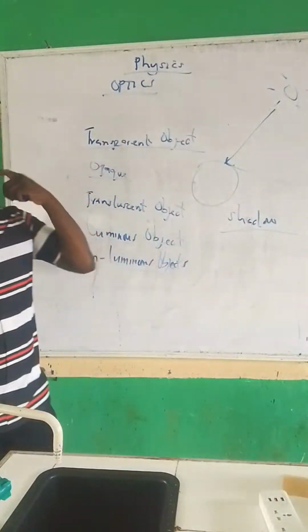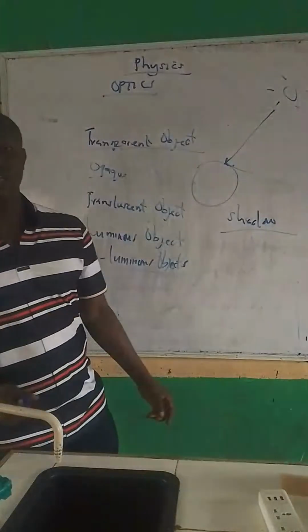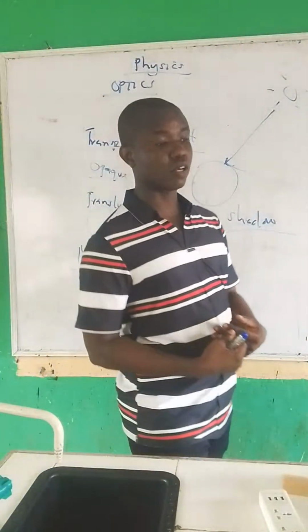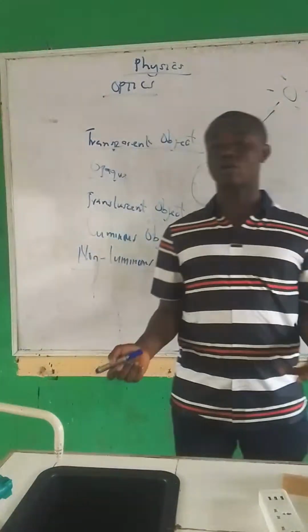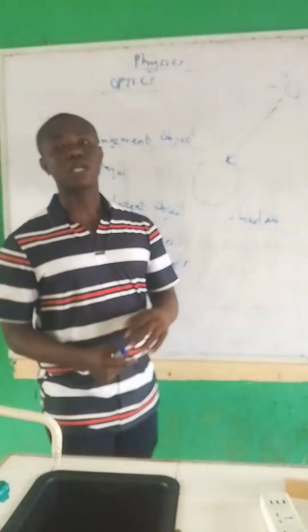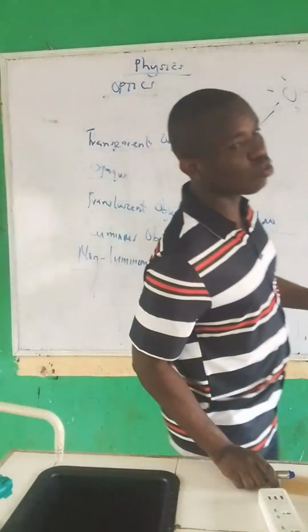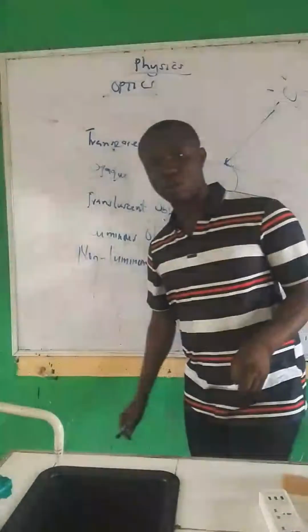And that is because of an opaque object. I told you an opaque object is one light cannot pass through. I am an example of an opaque object. A bag is an example of an opaque object. A chair is an example of an opaque object. Any object at all that light cannot pass through is what is called an opaque object.